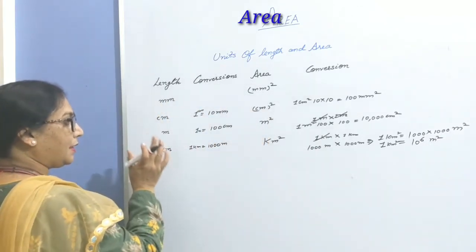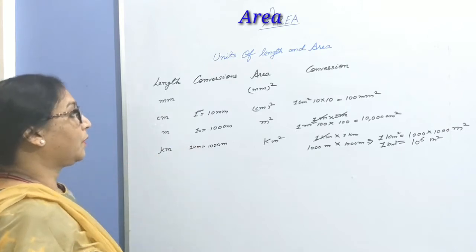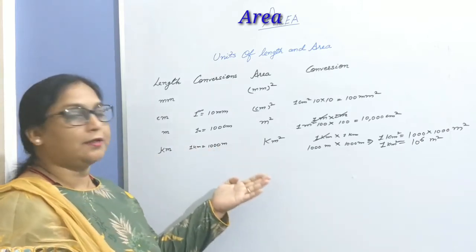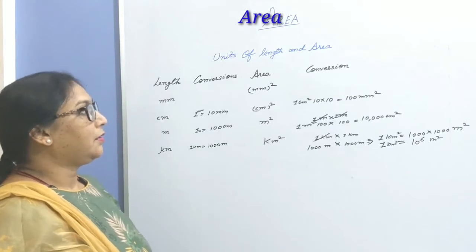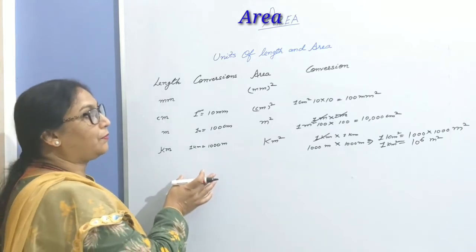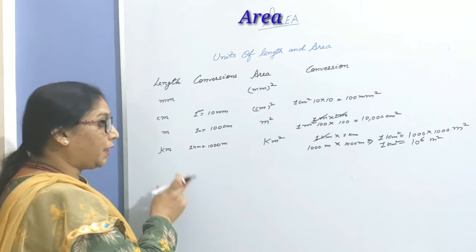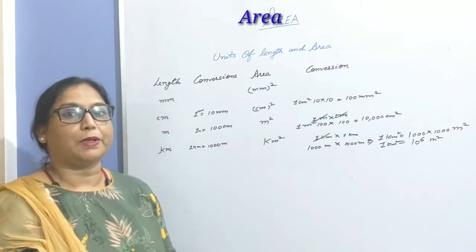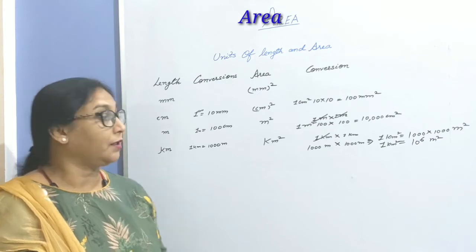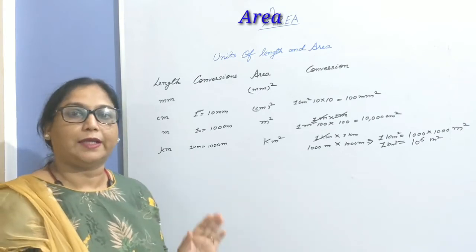This is how you can easily convert the given length or the area's unit into the required unit. And children, while doing the sums of area, be very attentive. The length of each side should be in the same unit. If not, convert to the same unit and then solve.